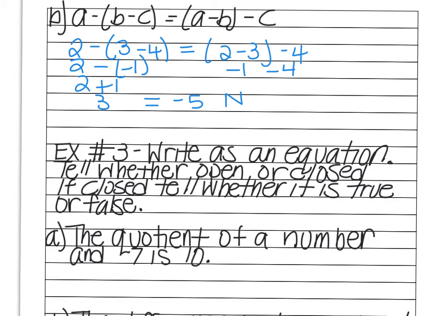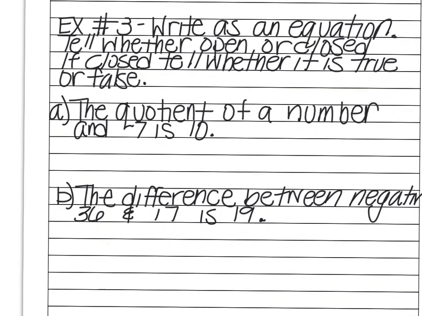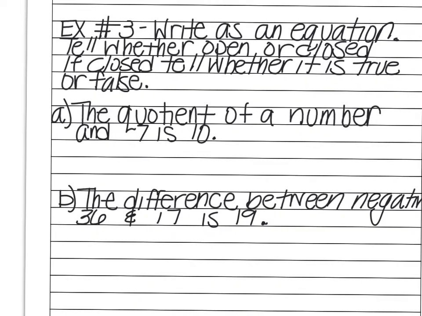Let's look at example number 3. It says write as an equation, tell whether open or closed. If it's closed, tell if it is true or false. So the first one is: the quotient of a number and 7 is 10. Let's write out that algebraic expression. Quotient is a key word, so I'm going to underline that. Of a number and 7, and "is" means equals 10. So the quotient of a number and 7 equals 10.